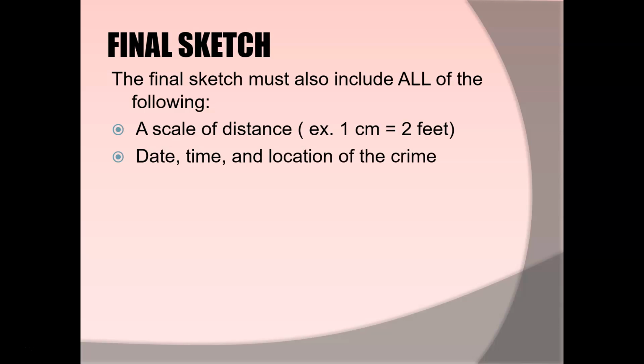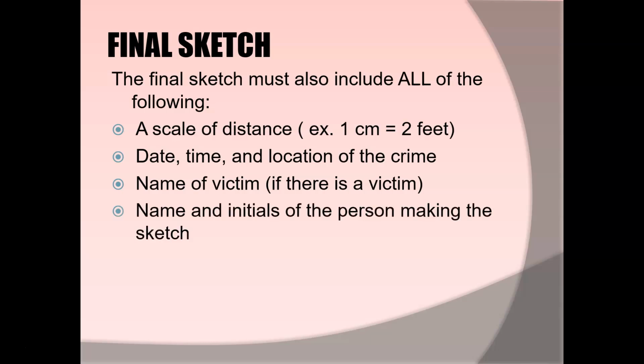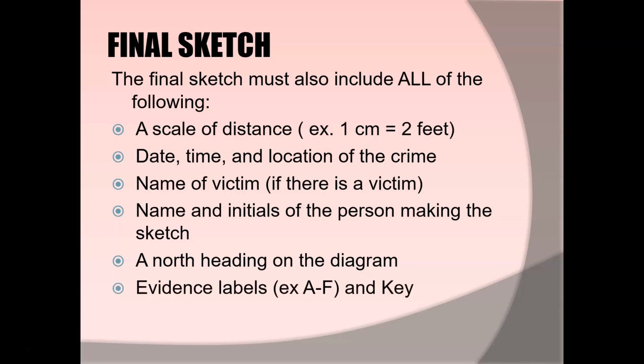You're going to do date, time, and location of the crime. This should just be basically copied right from your rough sketch. Name of the victim, once again, copied from your rough sketch. You are also going to include your name and your initials since you were the person making the sketch, but this is what certifies, if this needs to get presented in court, that you would be the person to go talk about it. You're going to put that north heading on your diagram, and you're going to put your evidence labels. In our example, it was A through F, and the key. The key does still go on your final sketch.